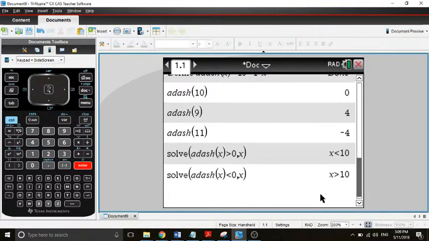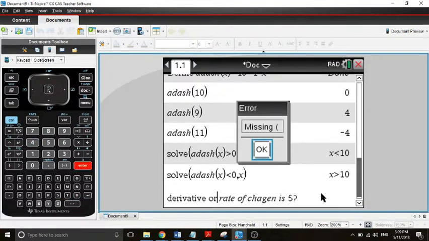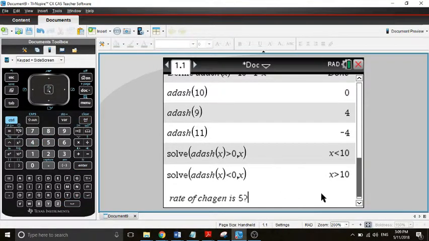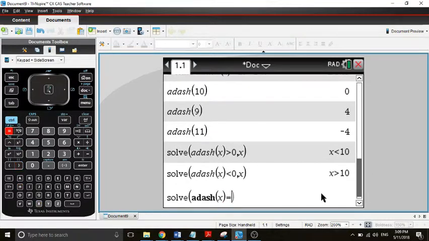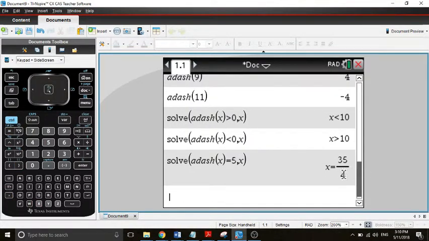Okay, let's say we want to find where the derivative is equal to 5. If we want to find where the derivative, or rate of change, is 5, that's what we want to try and find. So we say solve A dash of x equals 5 for x. That tells us that it happens at this value of 35 over 4. That's when we have a rate of change or a derivative of 5. That happens where x equals 35/4.